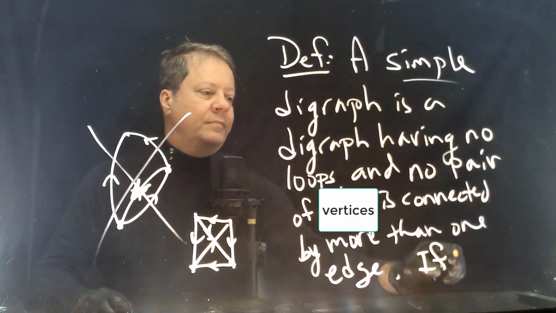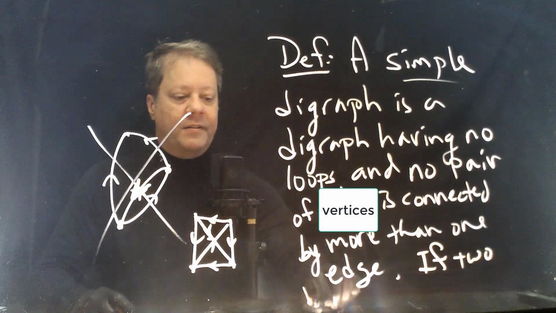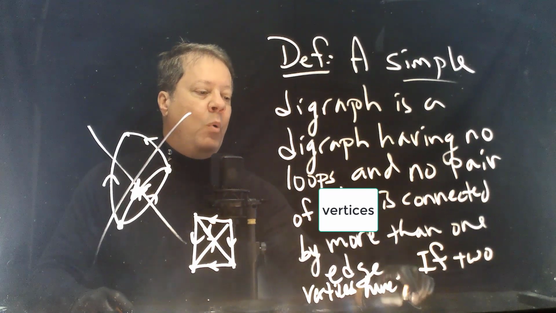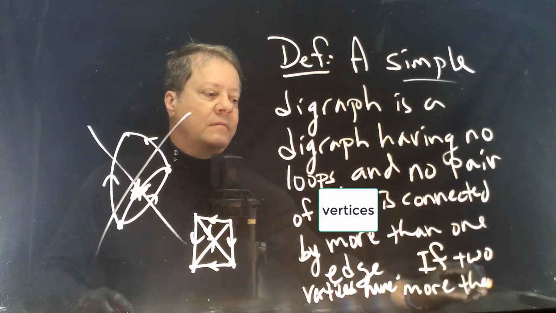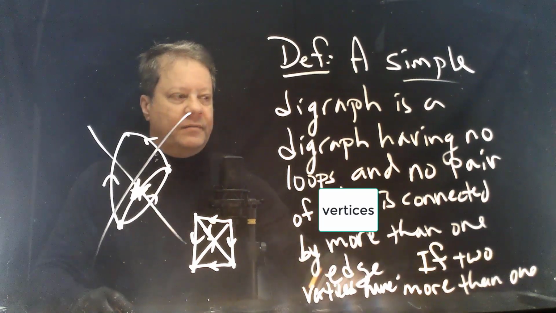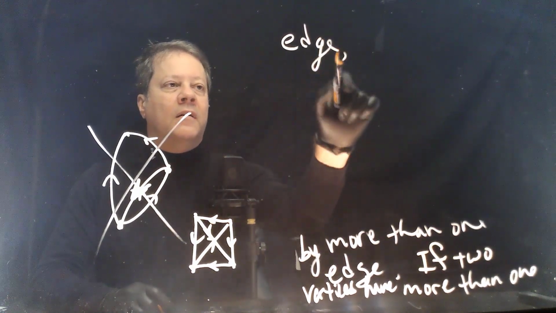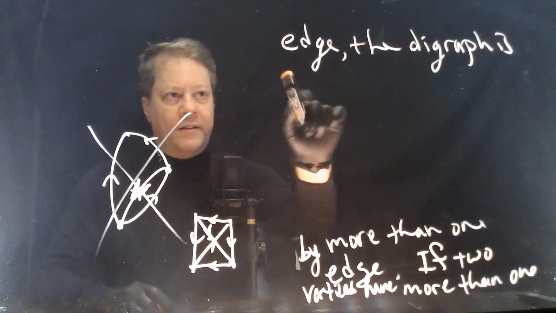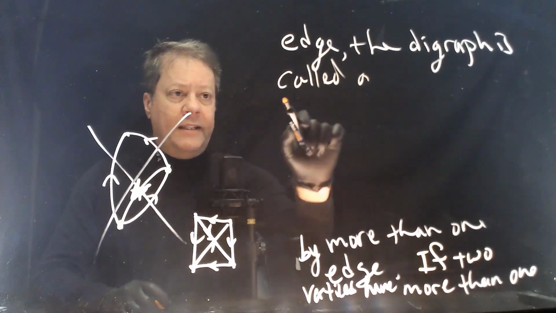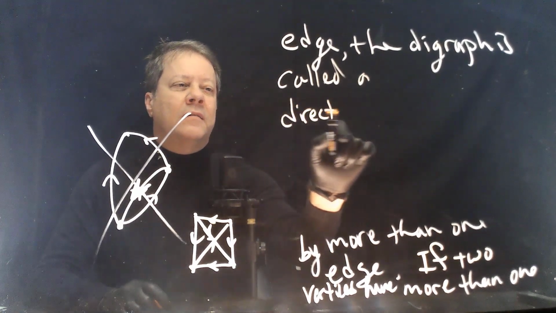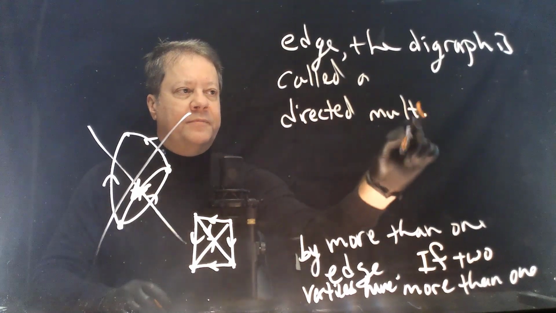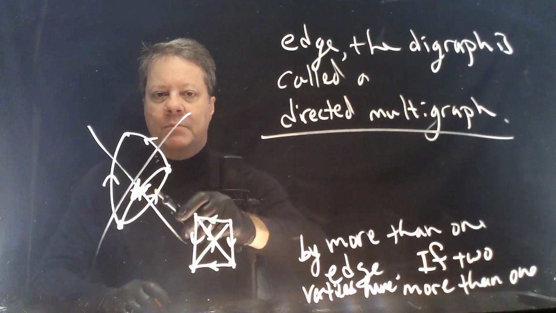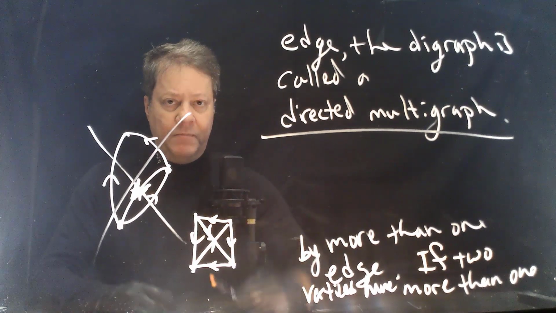If two vertices have more than one edge, the digraph is called a directed multigraph. So this would be a directed multigraph, where this is just a directed digraph.